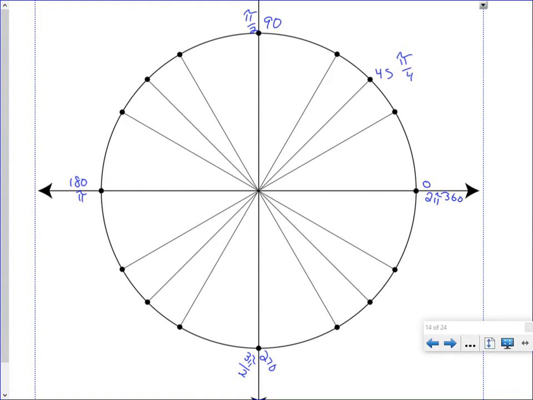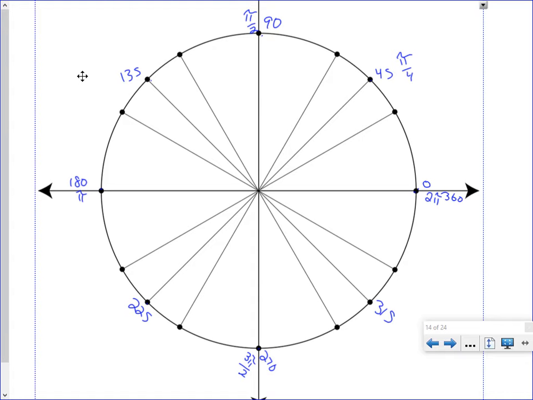Okay. If I count by 45s, 0, 45, 90, 135, 180, 225, 270, 315, then 360. I just counted by 45 degrees going all the way around the circle.